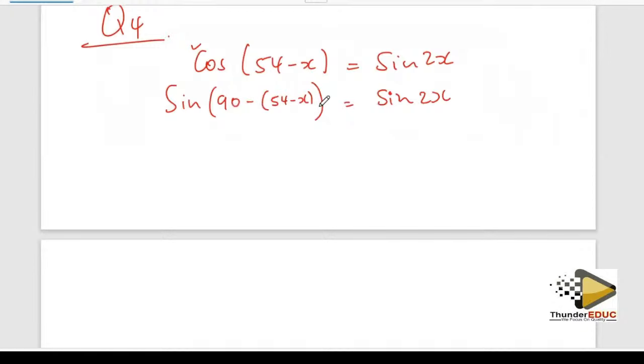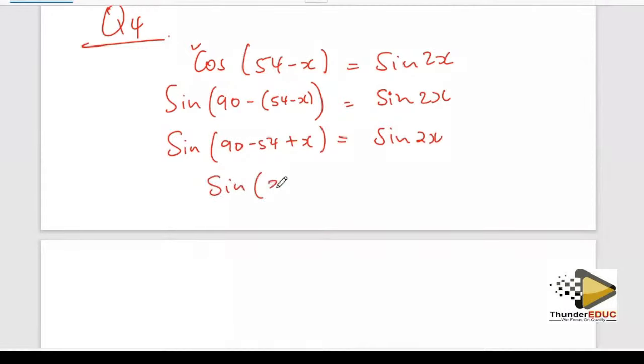If I simplify this by opening what is in the brackets, I'm going to have 90 minus 54 plus x is equal to sine of 2x. And I simplify this 90 minus 54. From my calculator, I'm having a 36. So that's going to be sine of 36 plus x. Why am I saying 360? I want to go for rotation. Okay, 36 plus x is equal to the sine of 2x.